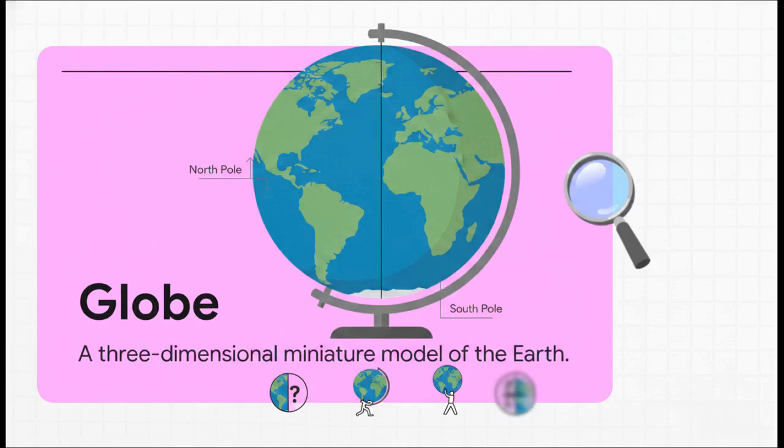But let's be honest, globes definitely have their limitations. You can only see one half of the Earth at a time, they aren't great for showing specific places or landforms in high detail, and honestly, they're pretty tough to carry around in your pocket.